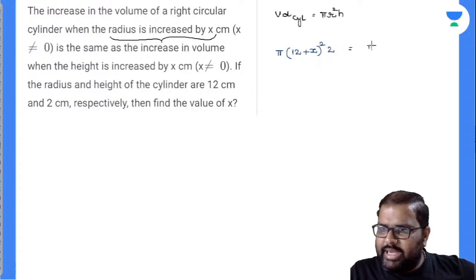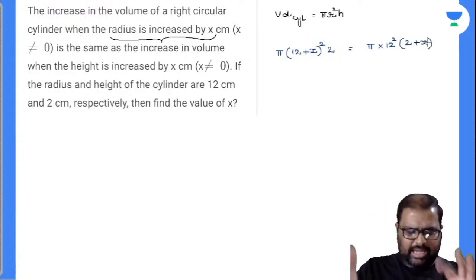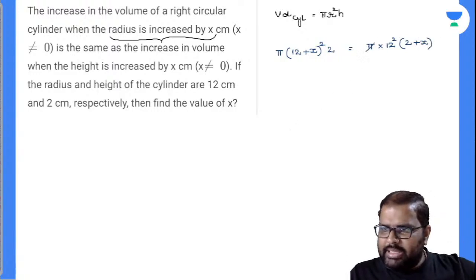If you increase the height by x also it seems. Pi into your radius value, which is 12 square. Now your height is increased. Previously it was 2, now you have increased by x. This is the thing there. LHS equals RHS, prove it. So pi gets cancelled.